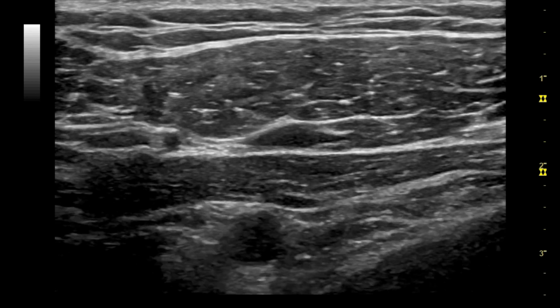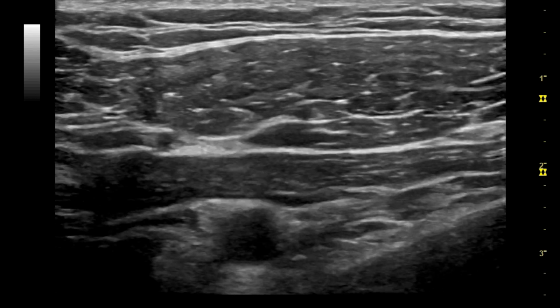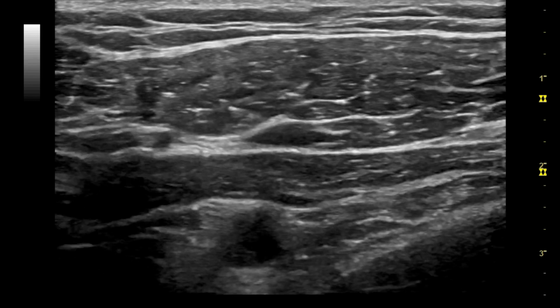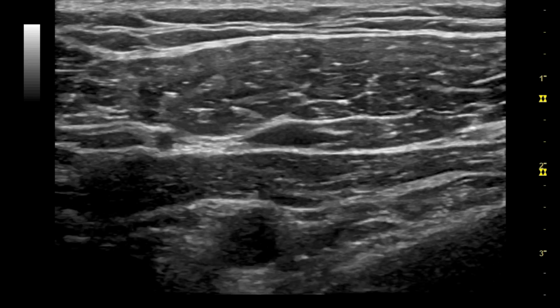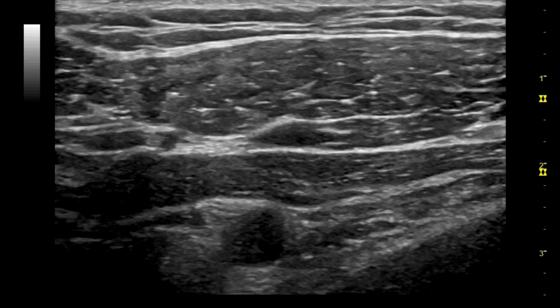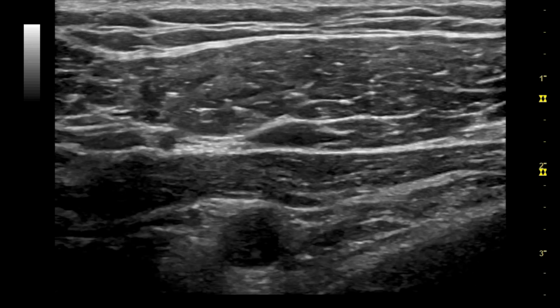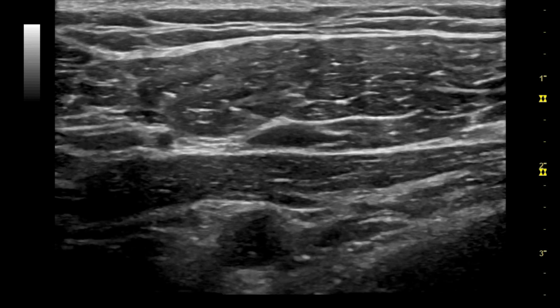This long axis video demonstrates the pec major muscle on the top, pec minor, and then the pulsing axillary artery. What can be seen between the major and minor muscles is the neurovascular bundle.